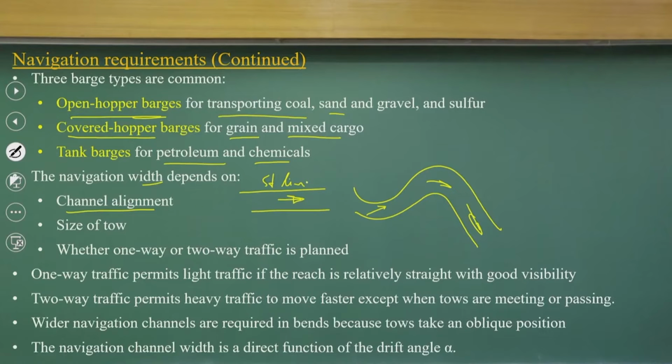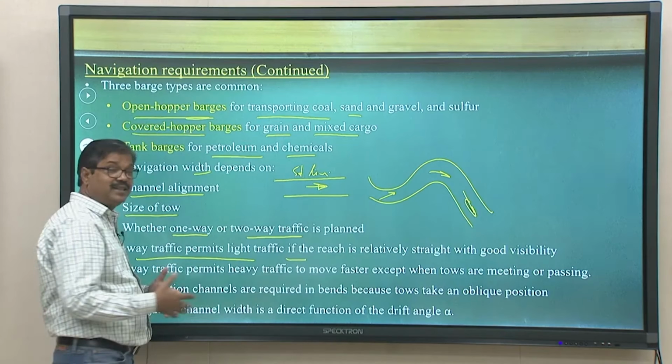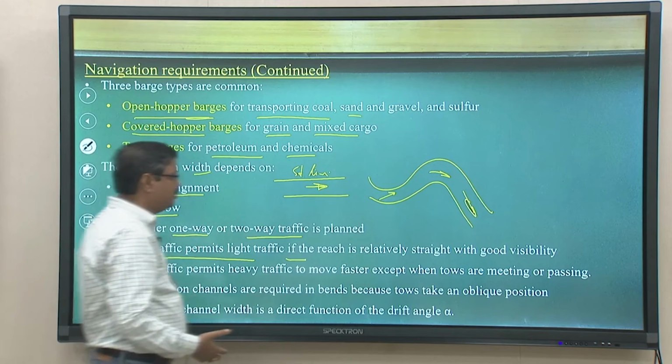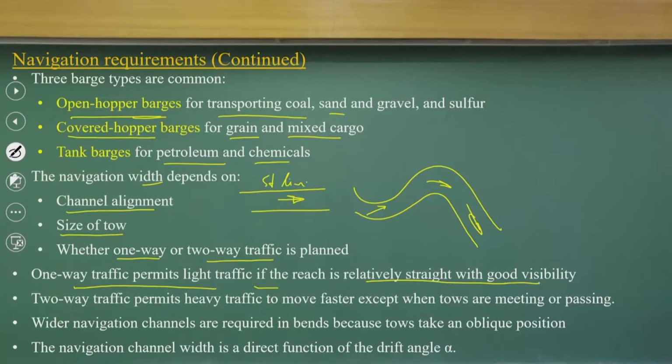For rivers, we will have some degree of meandering, and that is the reason we should have a strategy for that. Size of the tow, whether one way traffic or two way traffic, you can plan it as you plan for national highways. For one way traffic we can have signaling systems and look at good visibility.